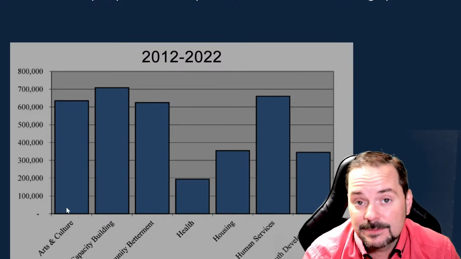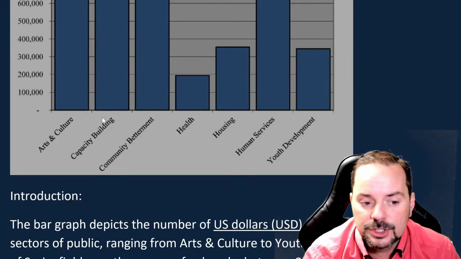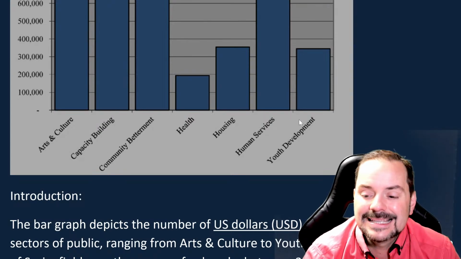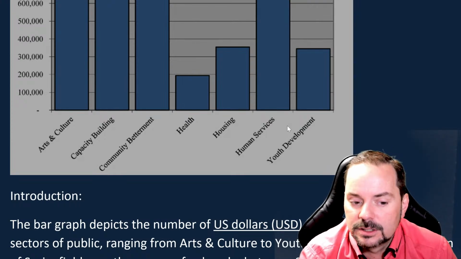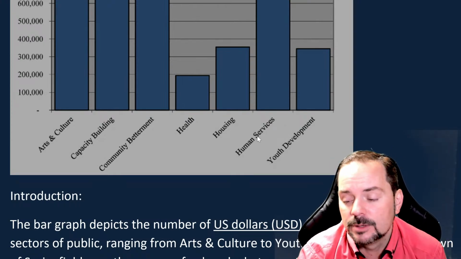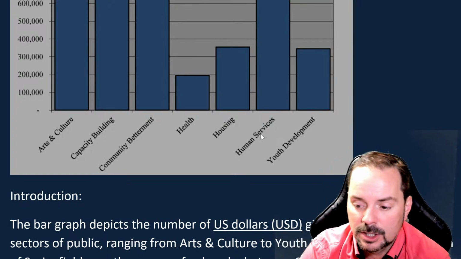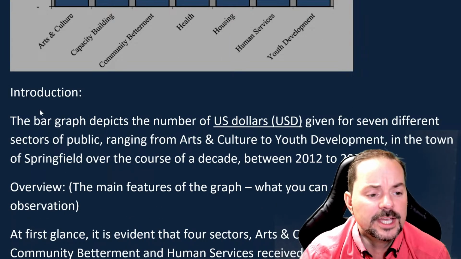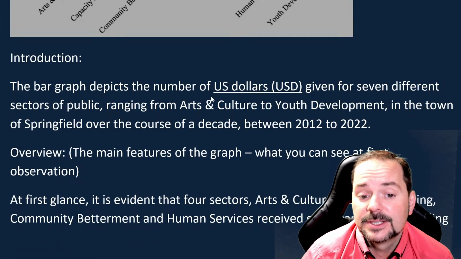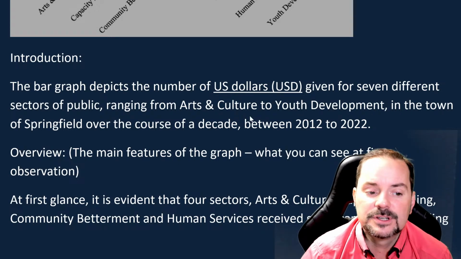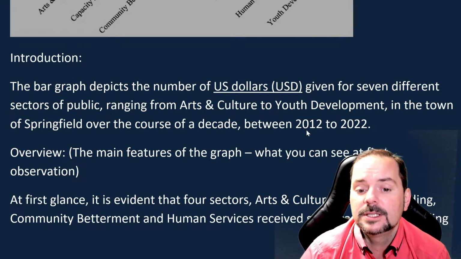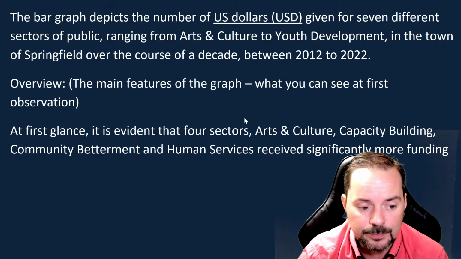The areas of investment that are mentioned are arts and culture, capacity building, community betterment, health, housing, human services, and youth development. Okay, Anahita, make sure you put the K at the end of 700,000, not just $700, all right? Okay, here's the introduction. So the bar graph depicts the number of US dollars, USD, given for 7 different sectors of public, ranging from arts and culture to youth development in the town of Springfield over the course of a decade between 2012 to 2022.